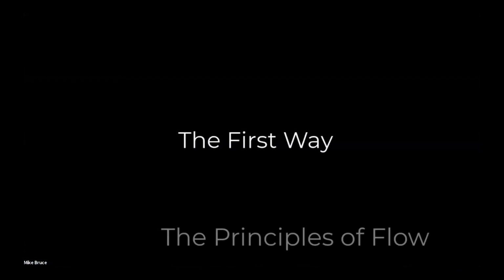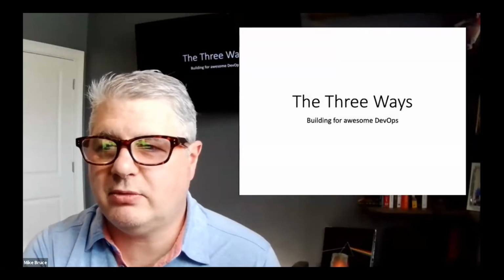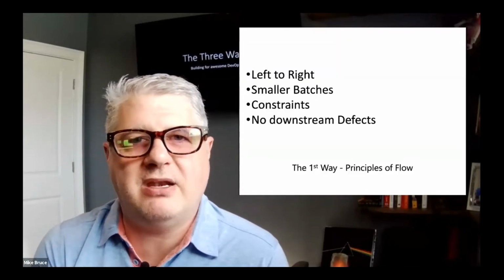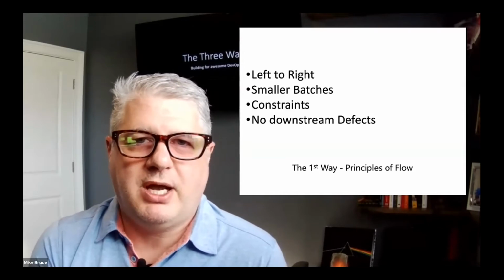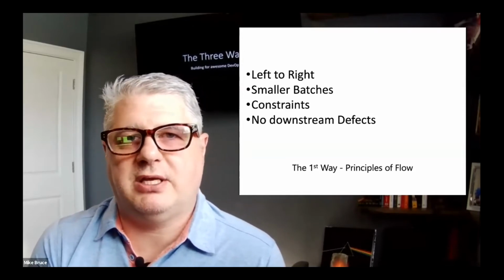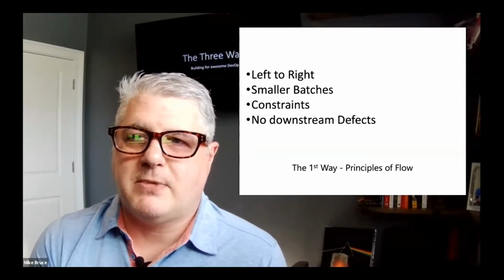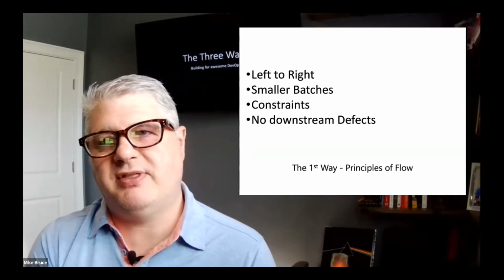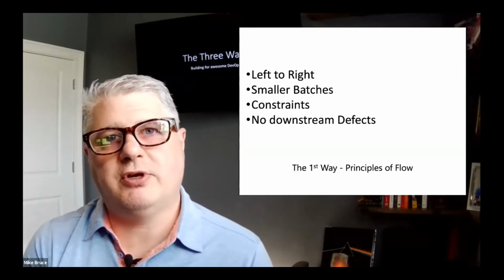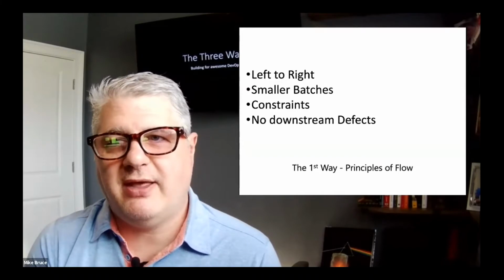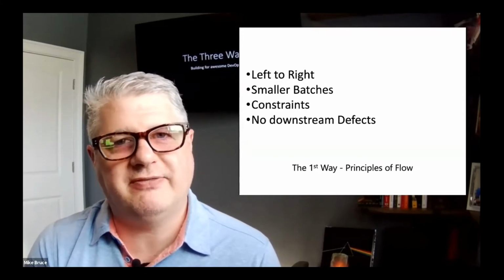The first way, the principles of flow. The first way is really about the principles of flow, and there are about 4 main things. We have the left to right movement. We have smaller batch sizes. We also focus on constraints, and we'll talk a little bit about what the theory of constraints is. And then also no downstream defects.